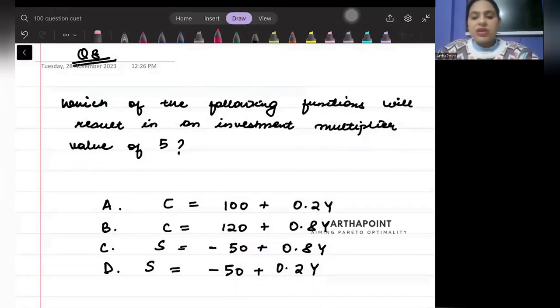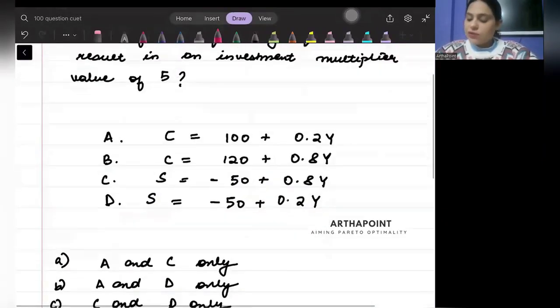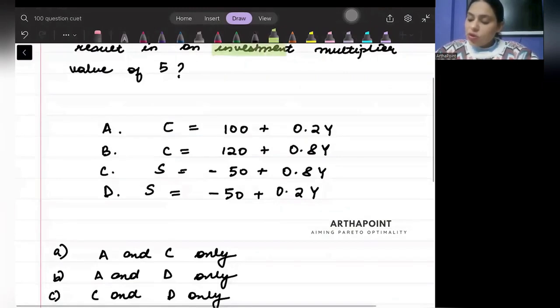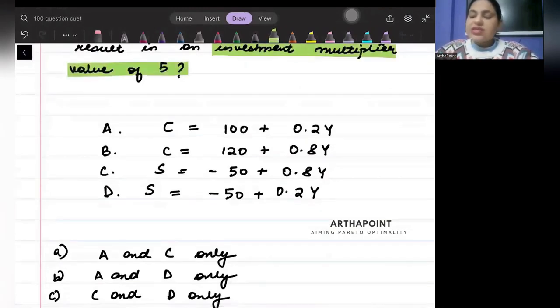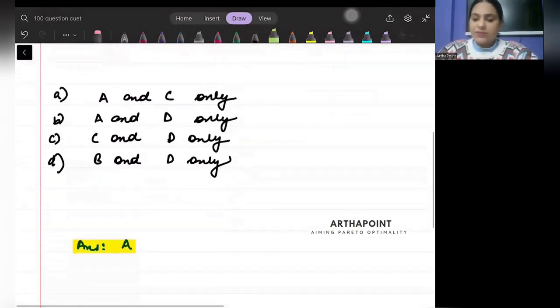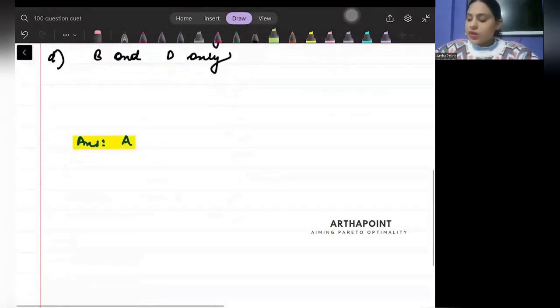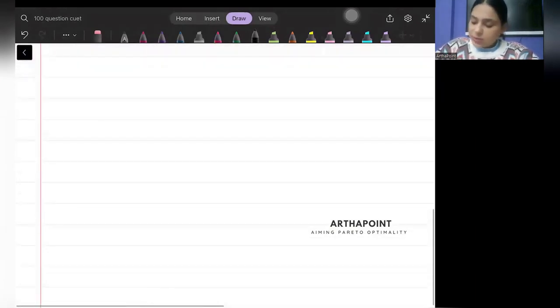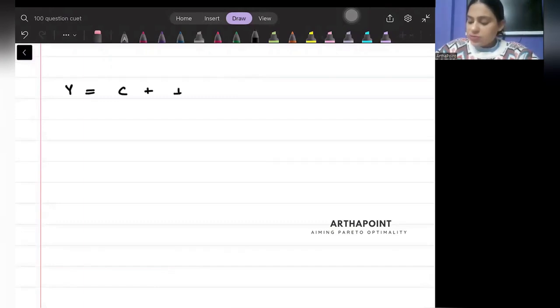Which of the following functions will result in an investment multiplier value of 5? So we have to see which of these functions give the investment multiplier a value of 5. Let's just try to see this. I have Y is equal to C plus I plus G plus NX.